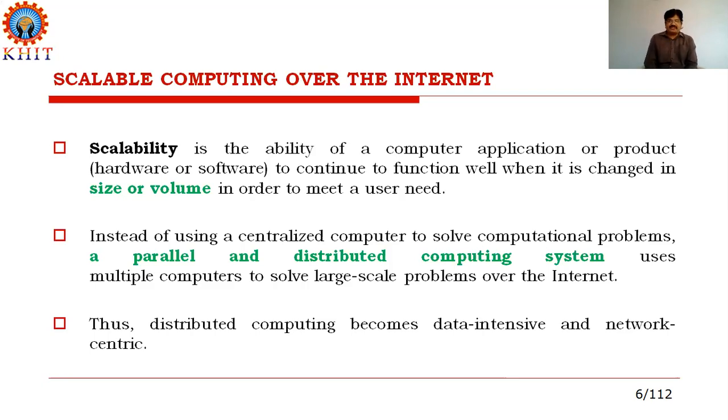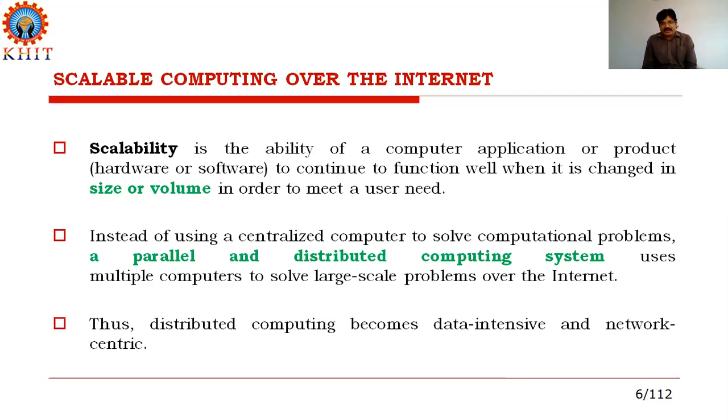Now here we will see scalable computing over the internet. Instead of using a centralized computer to solve computational problems, a parallel and distributed computing system uses multiple computers to solve large scale problems over the internet. Sometimes we need to scale up, that means increasing the speed and the storage capacity of the computer. For that, the best solution is, instead of using a single computer, better to go for parallel computing or distributed computing.